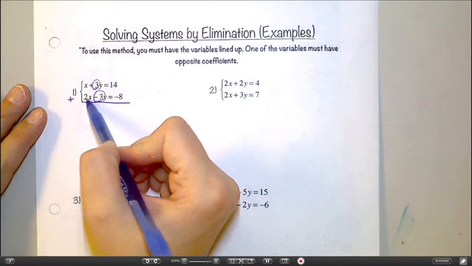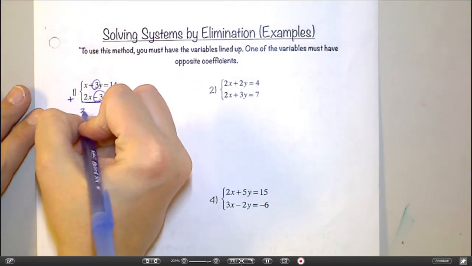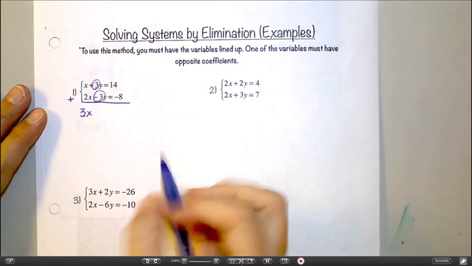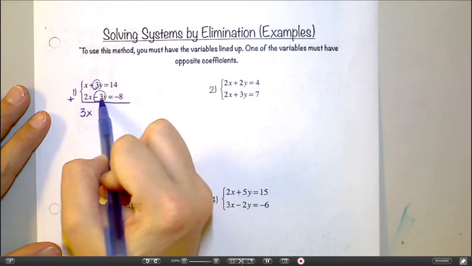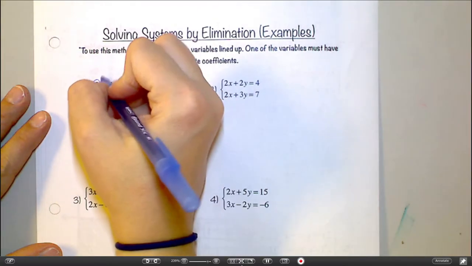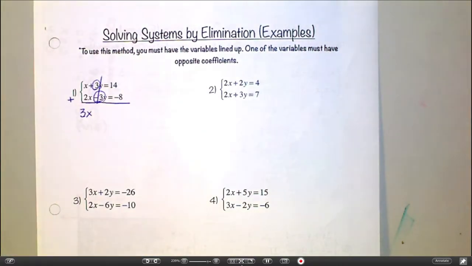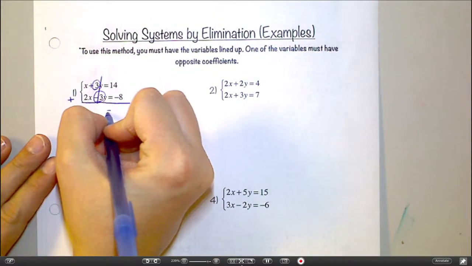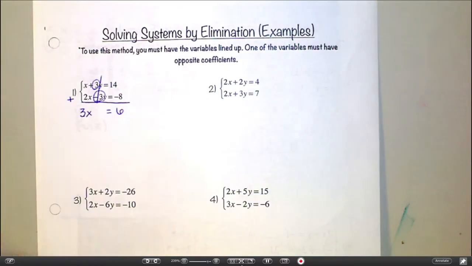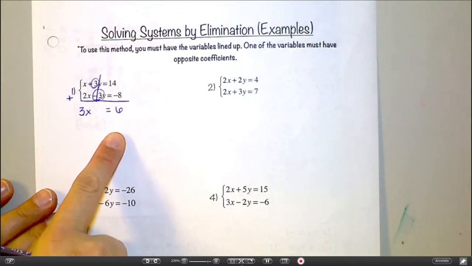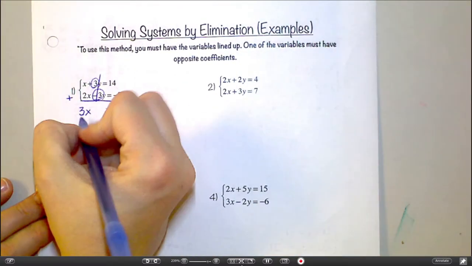So X plus 2X makes 3X. 3Y plus -3Y cancels, right? Which is what we want to happen. Because the whole problem here is that you have two variables in one equation. So if we can get rid of one of the variables, we're fine. And then 14 plus -8 is 6. Well, now that's easy to solve, right? X equals 2.